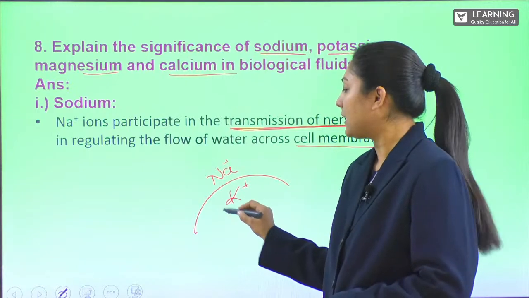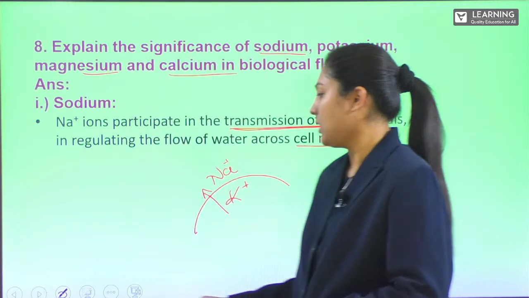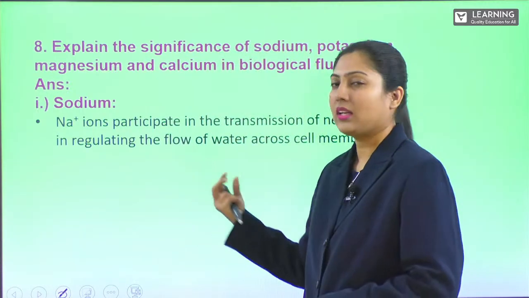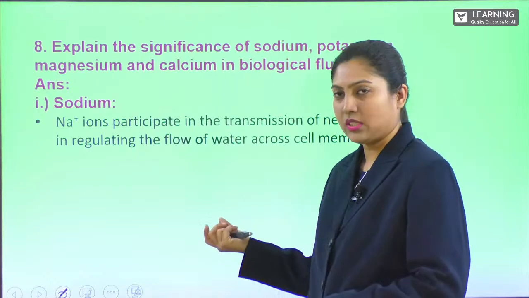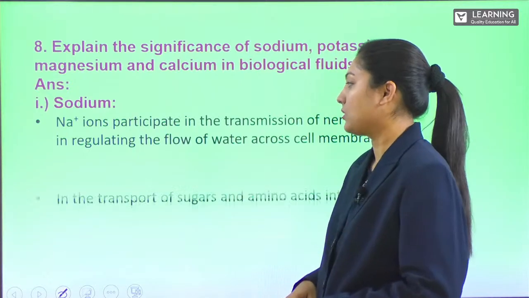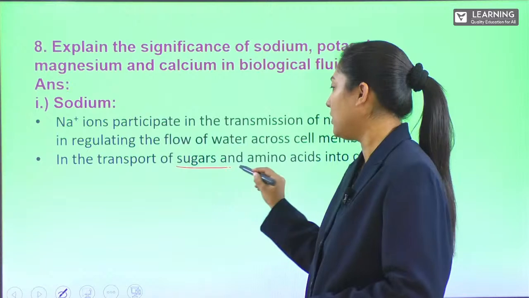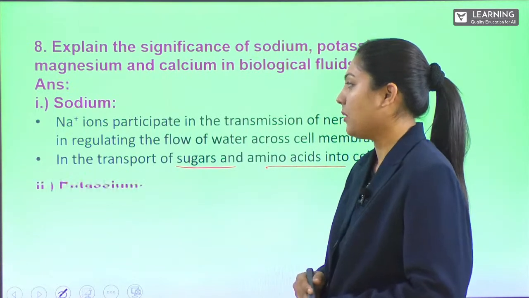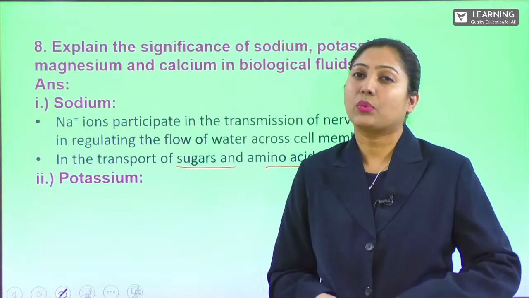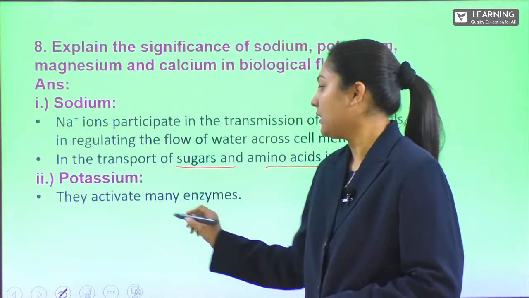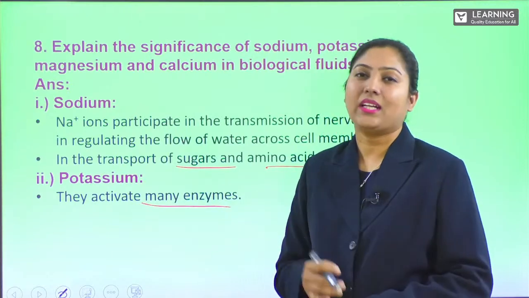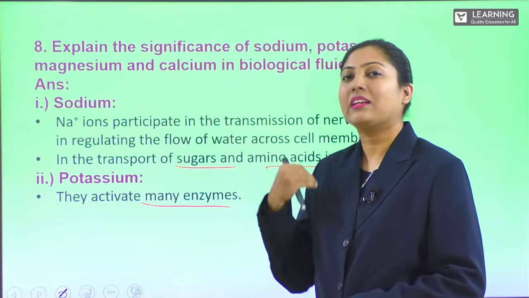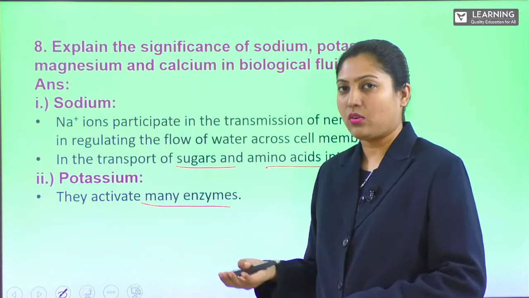Even the letting out of the energy, we use ATP. For blood coagulation also we use these ions. In transport of sugar and amino acids into the cell, we use the sodium ions. Where do we use this potassium ion? They are used in activating the enzymes. The enzymes will be there to activate or enhance their rate of reaction.